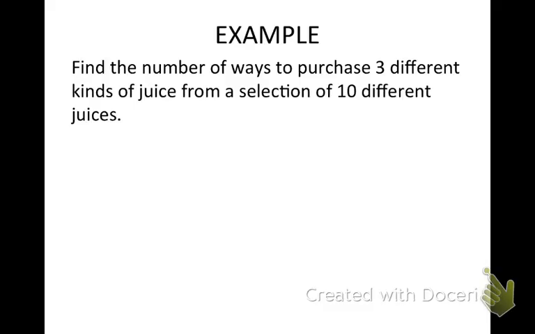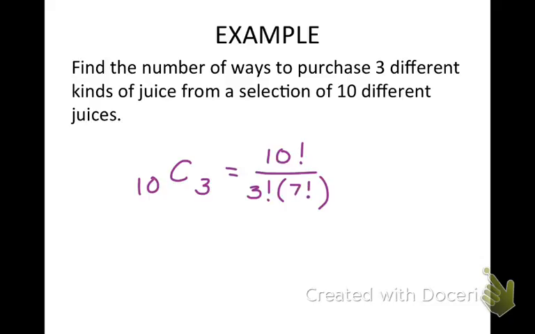So we have how many total items? 10, so that's our n. So we're going to do 10 combination 3. So let's set up our formula. What goes in the numerator? 10 factorial all over r factorial, which is 3, times, what's my n minus r? 10 minus 3. So 7 factorial.